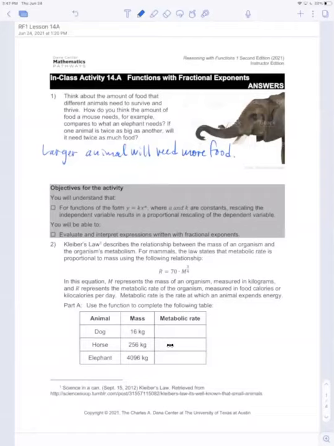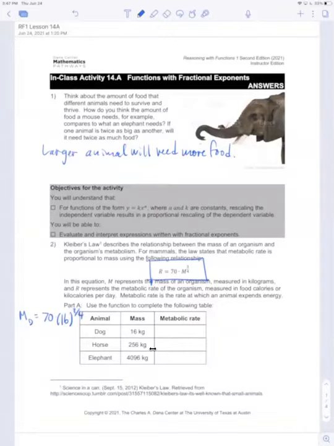Part A. Use the function to complete the following table. The function, I'm just going to put a box around it, is R equals 70 times m to the 3/4. So we want to find the metabolic rate. We're going to take the rate of the dog first. So the metabolic rate, and I'll just put an R sub d for this, is going to be 70 times m, which is the mass, 16 to the 3/4 power.